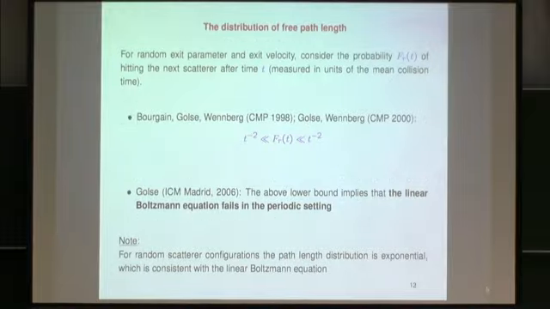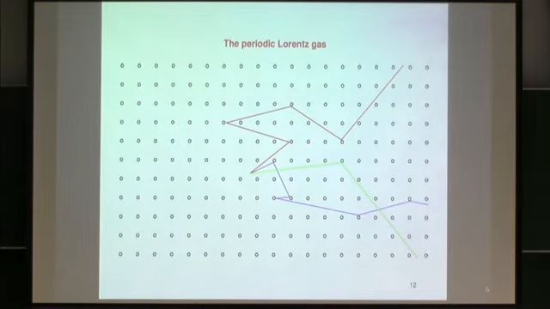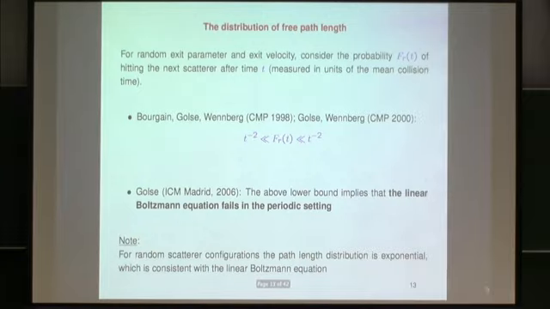And so the first question you ask yourself here is, how long do I fly until I hit the first scatterer? That's the so-called free path length distribution, right? If you want to understand the complete distribution of this path, first question is, when do you hit the first guy? And that's just the first leg of your journey. And there has been work by Bourgain, Golse, and Wennberg, who proved that the distribution of free path length, so F_R(t) is now, for a given radius r, is the probability that if I shoot off from a generic point in a random direction, what's the probability that I hit the first scatterer after time t? That's F_R(t).